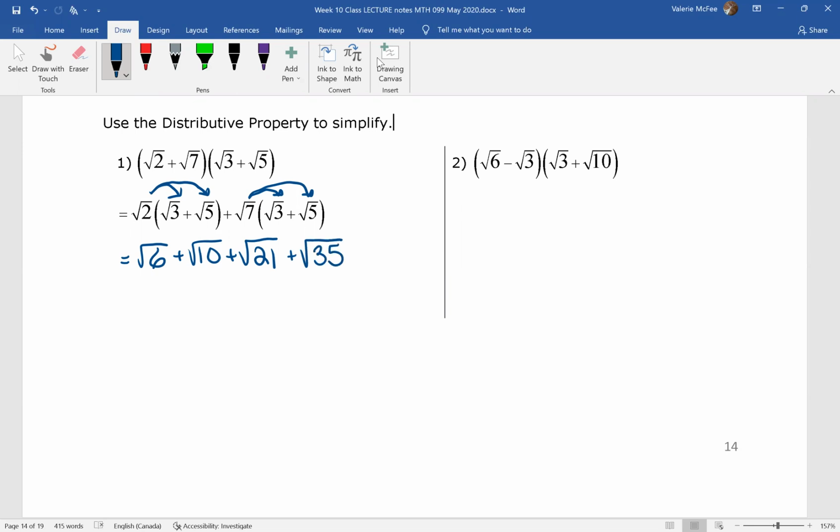These are not like radicals. They cannot be simplified any further. We are done.